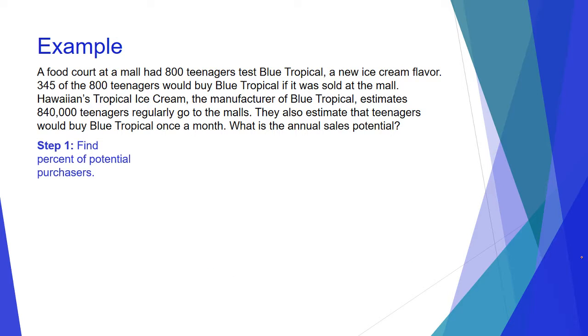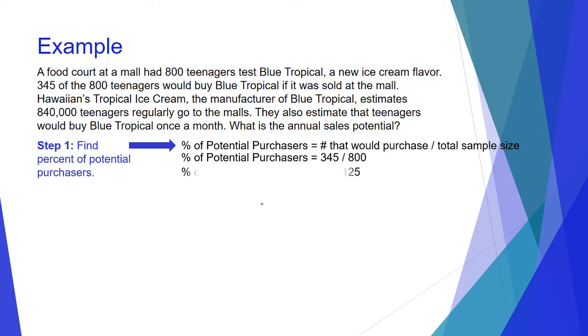Alright, so what we need to do is find the percent of potential purchasers. So think about this. If we're asking 800 teenagers and 345 of them said they would, that would be 345 divided by 800, meaning we have approximately. Remember, please do not round. And if you do round, try to round to 5 or 6 numbers because you want to make sure it's accurate. Alright, so we're going to leave it at 0.43125 for now. That's not percent, but I don't want to convert it into percent because then we'd have to convert it back. So I'm keeping it easy for you.